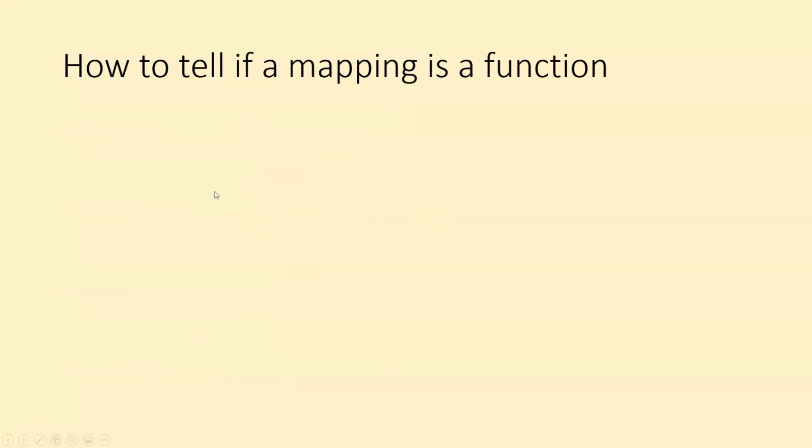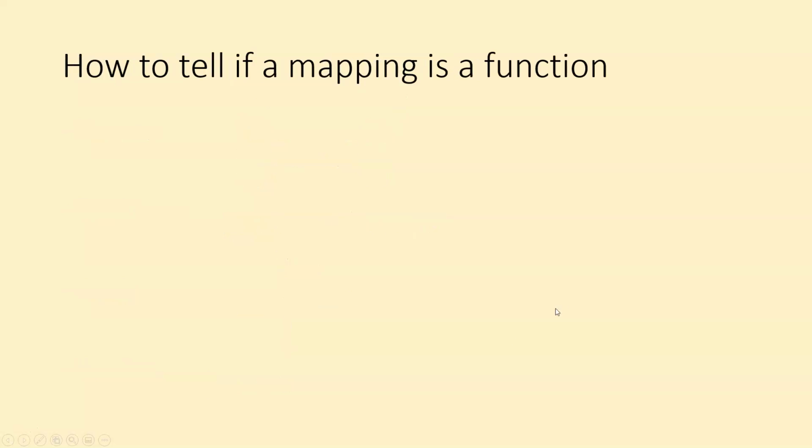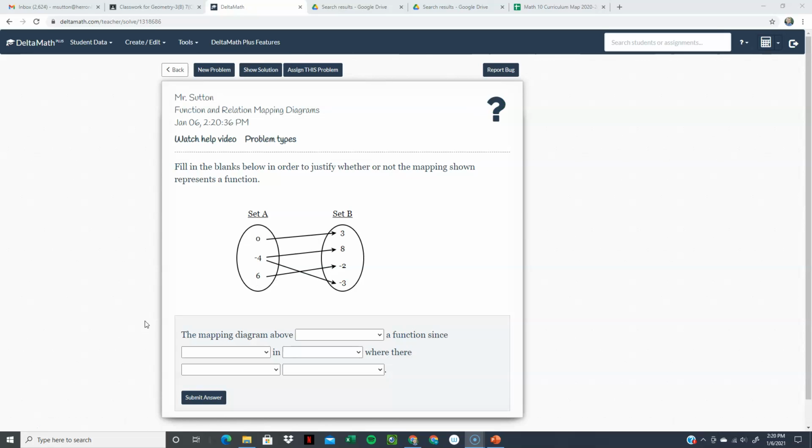So now we want to look at how to tell if something is or is not a function, because you can have mappings that are not functions, and you can have mappings that are functions. So the one I showed you on the previous slide, this is a function, but it's also possible to have ones that are not functions. So let's look at this example.